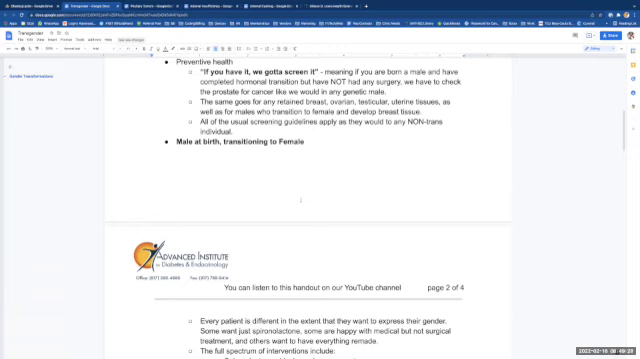What about preventive health? Well, the rule is if you have the part, we gotta screen it. That means if you are born as a male sex and have completed hormone transition but have not had any top or bottom surgery, we have to check the prostate for cancer just like we would in any other genetic male. The same goes for any retained breast, ovarian, testicular, uterine tissues, as well as for males who transition to female and develop new breast tissue. All of the usual screening guidelines apply as they would to any non-trans individual.